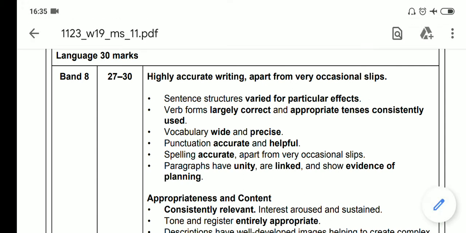Punctuation should be accurate and helpful: comma, full stop, hyphens, and to write dialogues you use inverted commas. All these punctuation marks should be used appropriately: dashes, semicolons, commas, colons. Do not use them sparingly. I mean, do not try to overuse them to show that you know the punctuation.